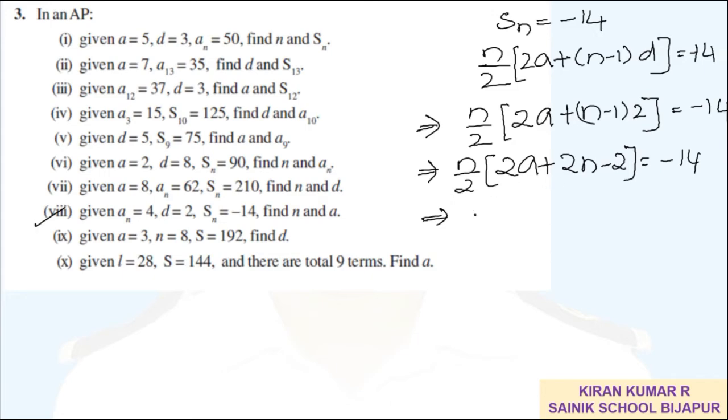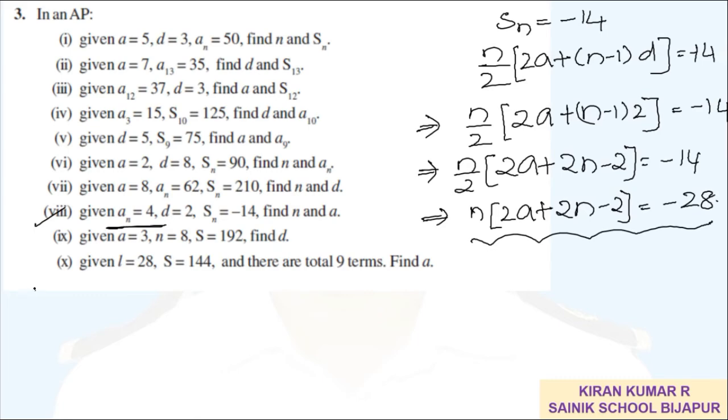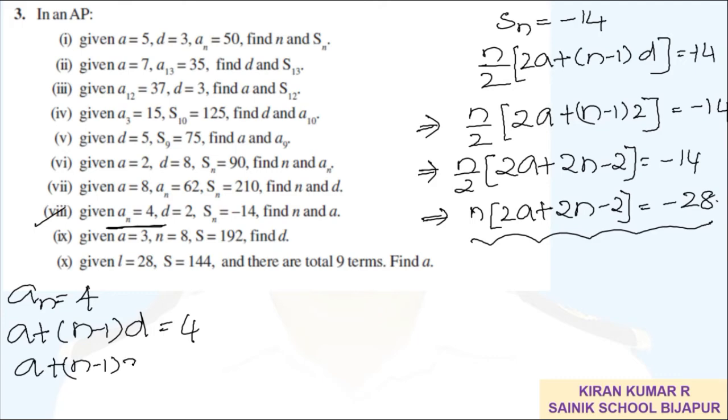I will cross multiply this 2. We will be getting n times of 2a plus 2n minus 2 equal to negative 28. Let me keep it as it is. Let me make use of another thing given. an is 4. So a plus n minus 1 into d is 4. So we get a plus n minus 1 into the common difference is 2, which is equal to 4. So we get a plus 2n minus 2 equal to 4. From this, I can write a as 6 minus 2n.